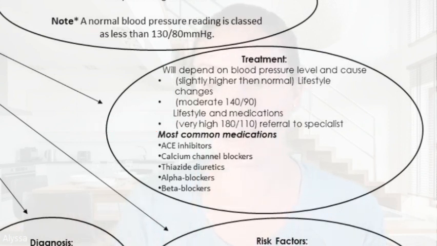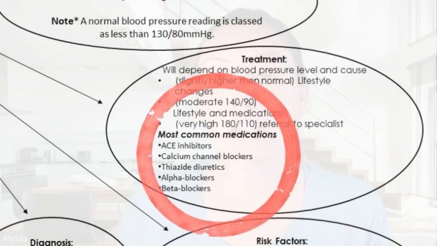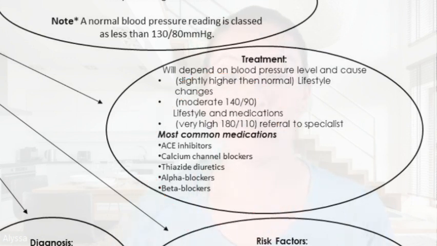Now, the most common medications that we're going to be using for high blood pressure are ACE inhibitors, calcium channel blockers, diuretics, alpha blockers, and beta blockers.